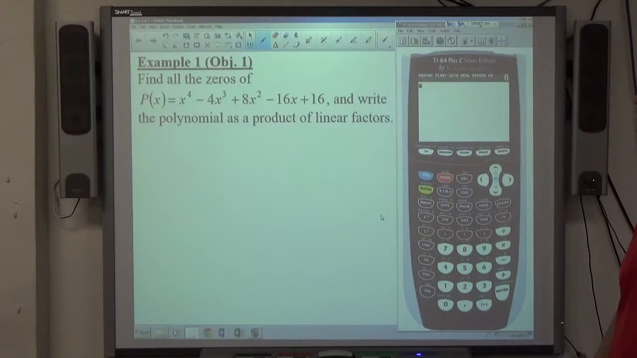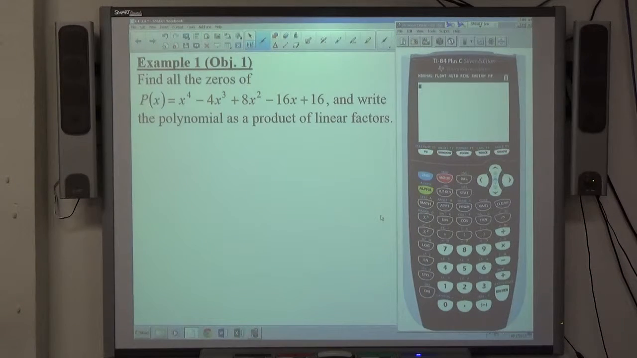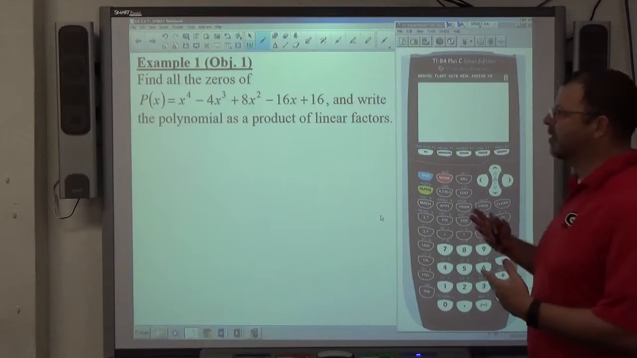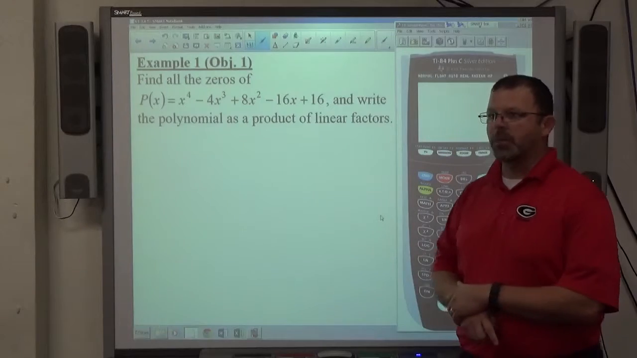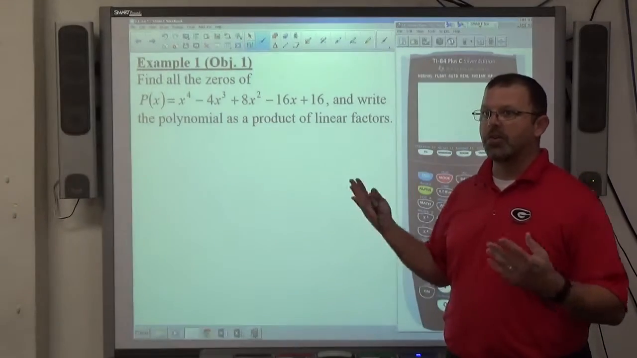Okay, example 1. Find all the zeros of x to the fourth minus 4x cubed plus 8x squared minus 16x plus 16 and write the polynomial as a product of linear factors. So basically this is what chapter 3.3 was all about, finding all the zeros of a polynomial function.